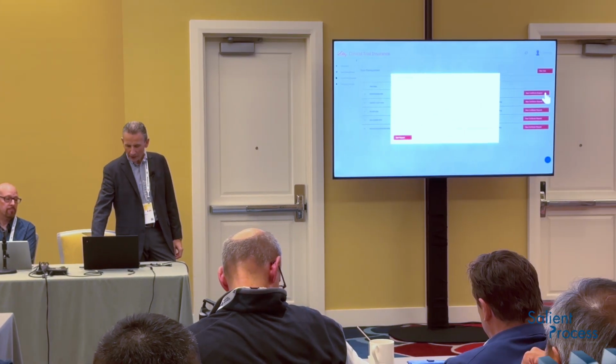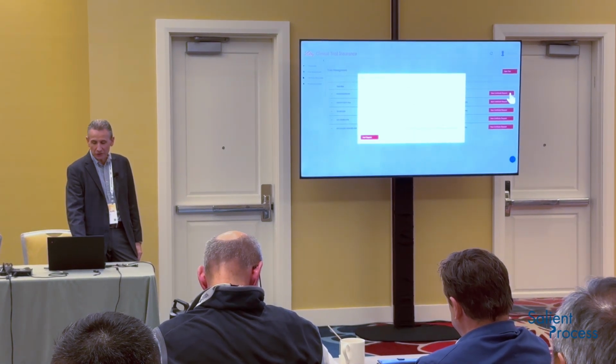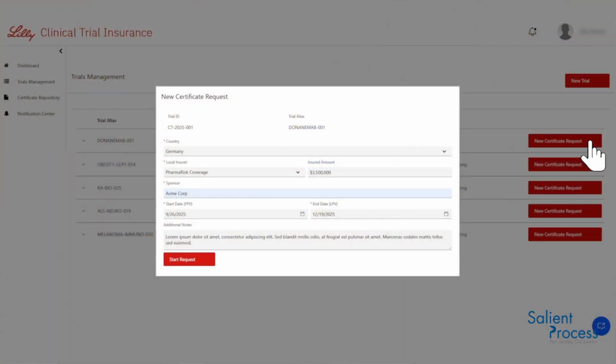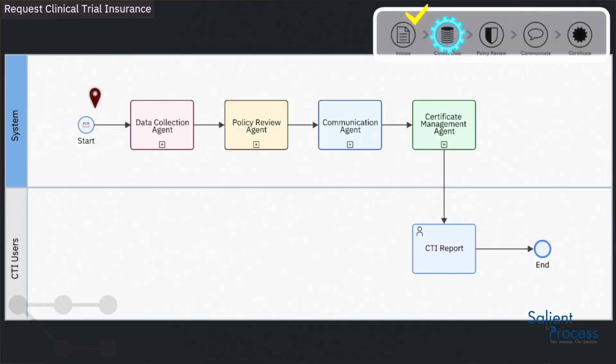Right? Or we're going to start a process, which is the process which contains all the AI agents. So when you start this request is when we actually try to obtain a certificate for a clinical trial for a country, right? All right, I'm going to start with data collection. We're going to go in.